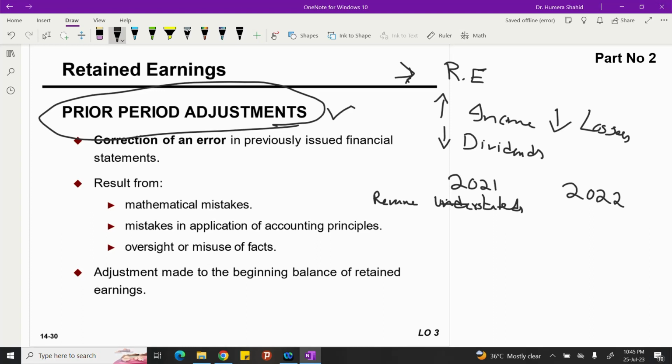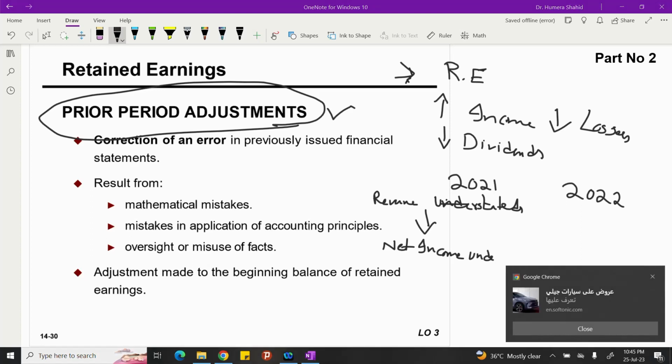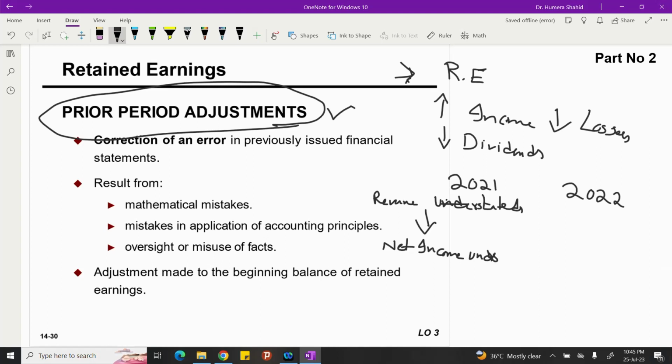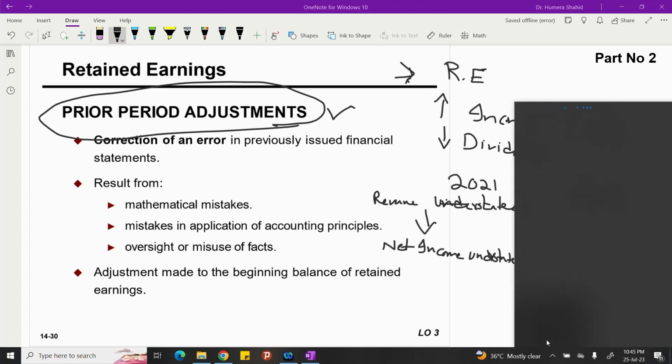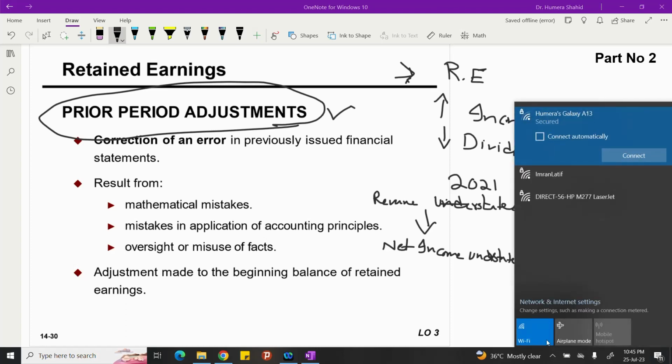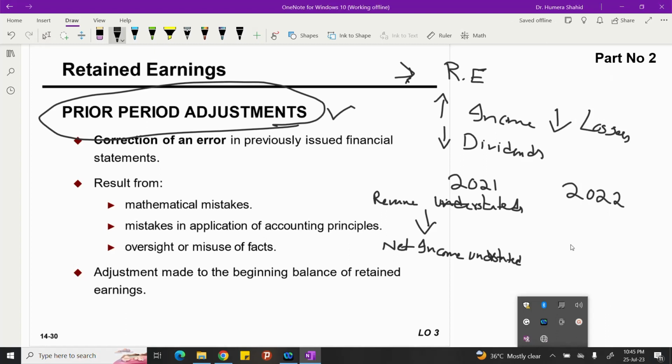Because the revenues were less, your net income was also understated. If the revenues increase, your net income will increase. So your net income was also understated. In 2022, when you are preparing the retained earnings statement, you have to identify this understated net income.